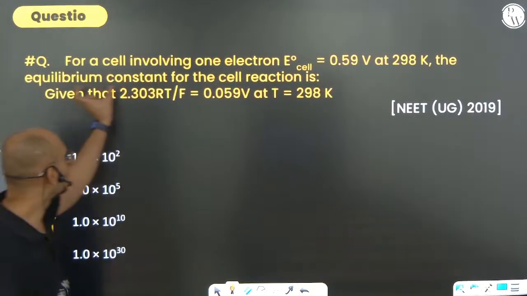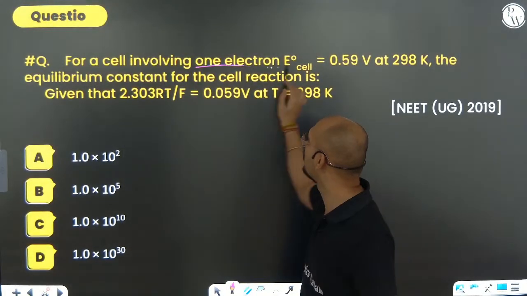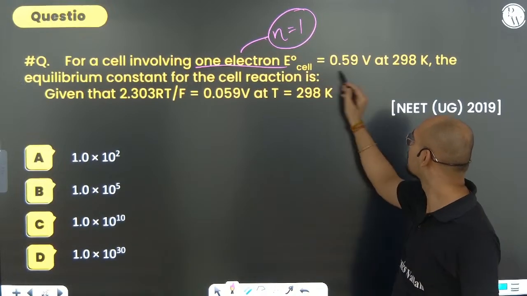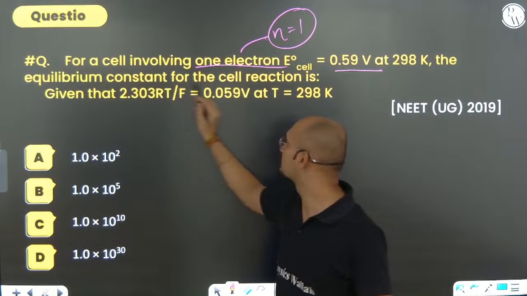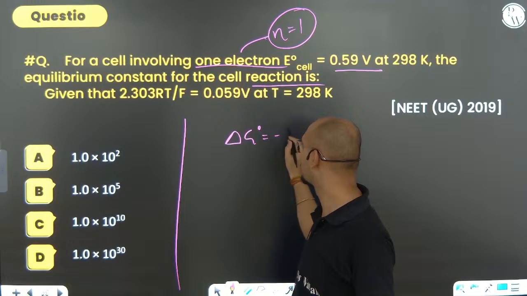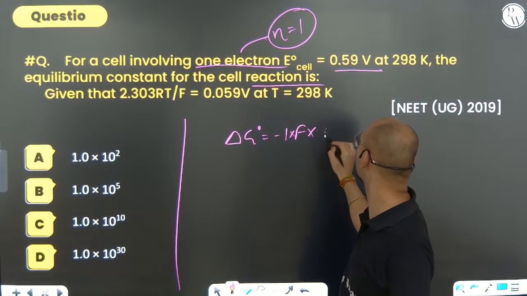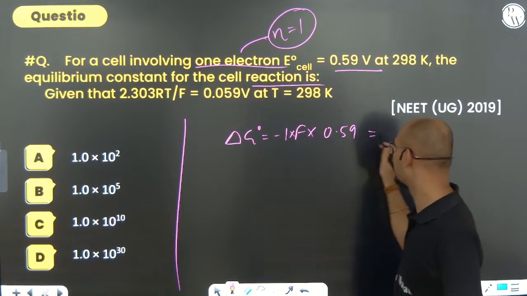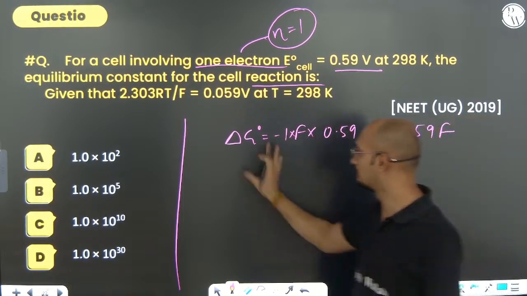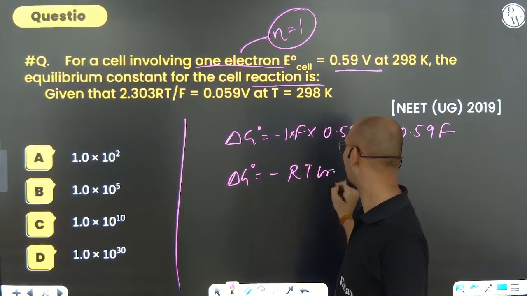Next, for a cell involving one electron, if one electron is involved, it is telling that n value is 1. Yes or no? Easy. E naught cell ki value is given this much. The equilibrium constant for the cell reaction, that's a good question. We all know that delta G naught equals minus nFE naught, that is 1 into F into E naught. E naught ki value is 0.59. So it is minus 0.59 F. This is the delta G naught value, and you know that delta G naught equals minus RT ln K.